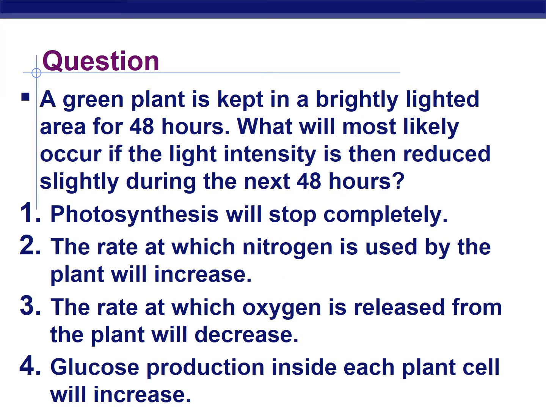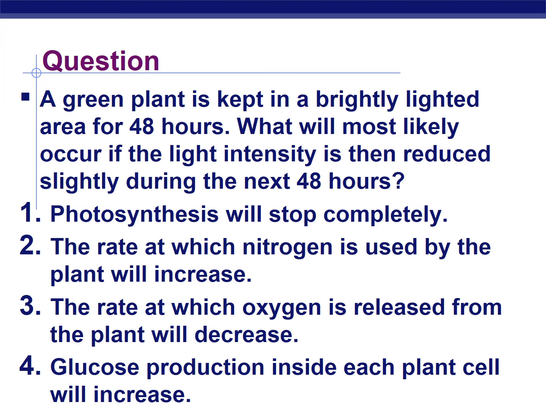Okay, question. A green plant is kept in a brightly lighted area for 48 hours, so 2 days. What will most likely occur if the light intensity is then reduced slightly during the next 48 hours, or during the next 2 days? So the first 2 days it's kept in a very bright area, the next 2 days it's less bright. Number 1, photosynthesis will stop completely. I don't know, it just says the light intensity is reduced. It doesn't mean it's pitch black. So I'm going to say probably not number 1.